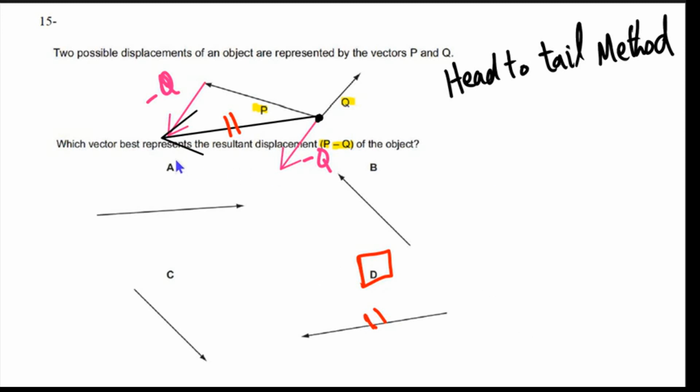So this is how we can answer. First thing you need to understand is the meaning of minus q. It means a negative vector. You don't need to change its magnitude, simply you need to change its direction. That's all. Then just use the head to tail method and you can find the resultant vector.